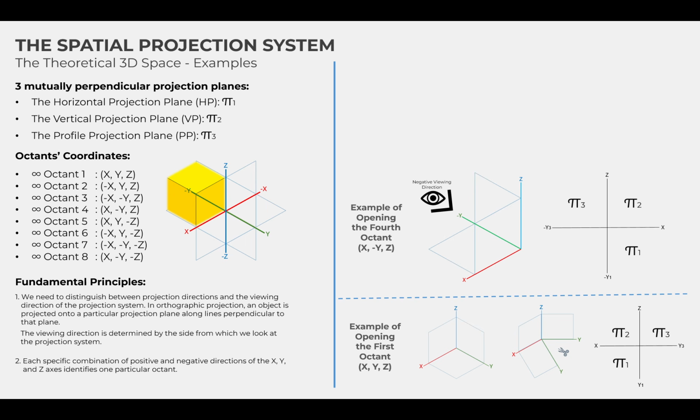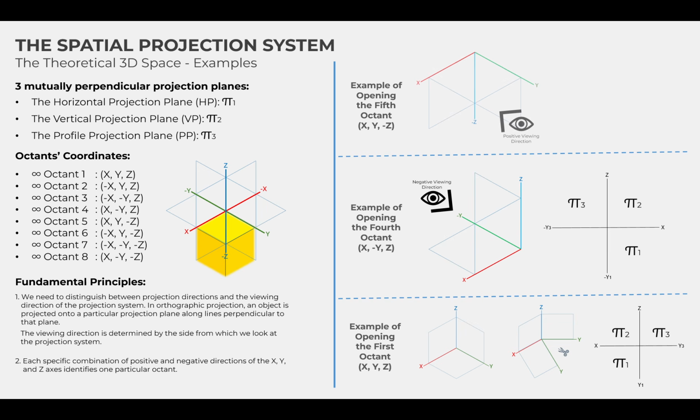As established previously, pi2 remains fixed, while pi1 and pi3 unfold about their respective intersection axes with pi2 until they coincide with it. Now let us look at the 5th octant, positive x, positive y, and negative z. This octant is located on the positive y side of the frontal plane. Therefore, we view the system from the positive y side. From this viewing direction, the positive x-axis appears to the left, while the negative z direction extends downward from the origin. We now open the system while viewing it from the positive y side.